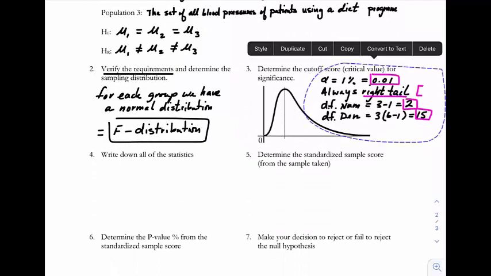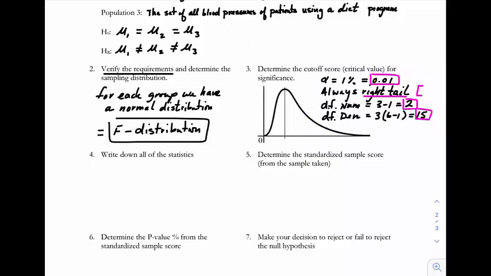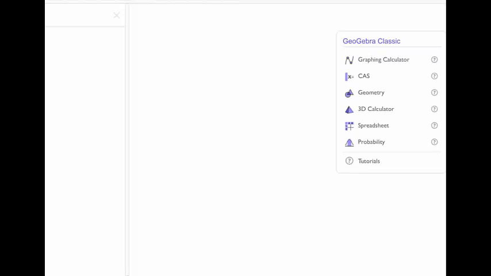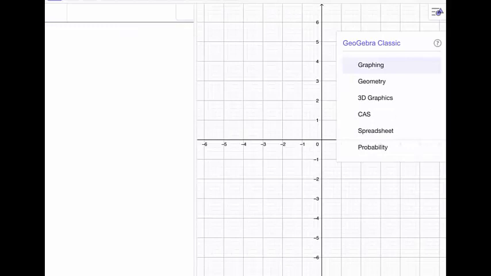So let me jump over to the F calculator on GeoGebra. Let's go and find that cutoff point for F. All right, going back here: probability, probability again, and F.